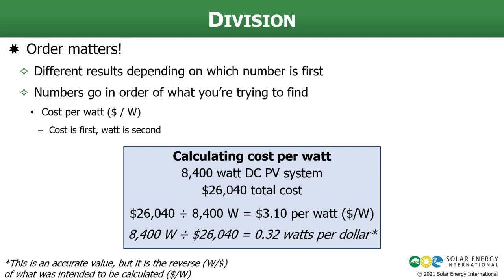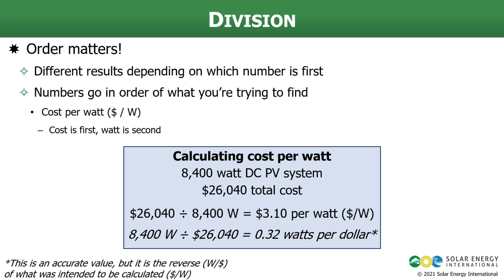Now, if we reversed this formula and did 8,400 watts divided by $26,040, what we get is not dollars per watt, we're getting watts per dollar. Now, as the asterisk says here, this is an accurate value. This is the watts per dollar, but that's not what we were looking for. We were looking for dollars per watt, and nobody uses watts per dollar in the solar industry. It's just not a metric that we use.